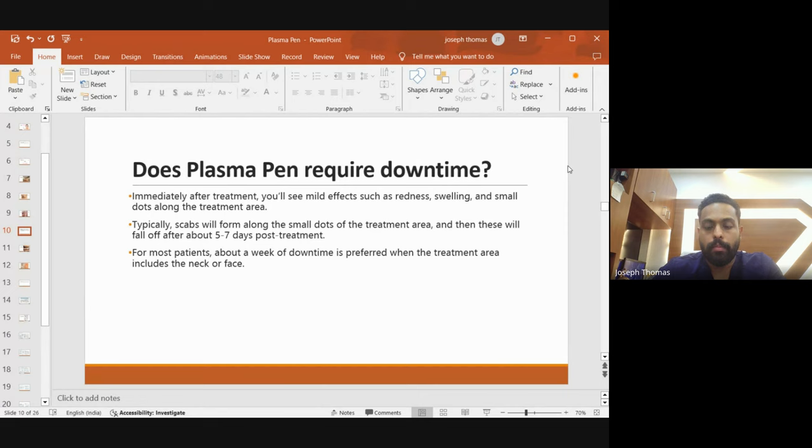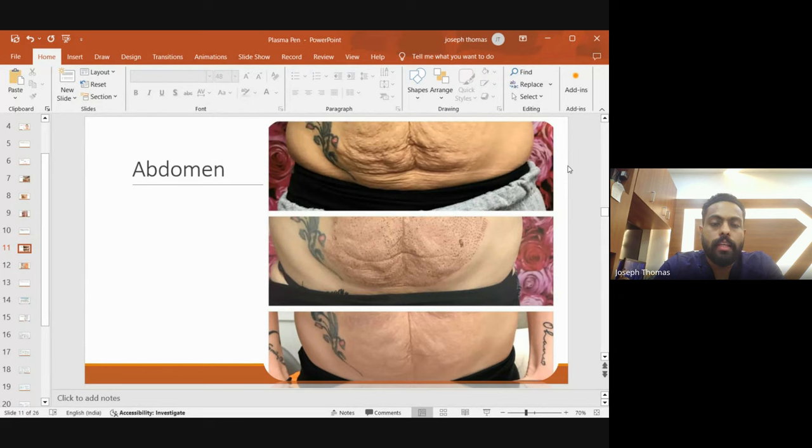So coming to the abdomen, this is another picture. This picture is after two sessions, 1.5 months apart. As you can see, there was a lot of sagginess before the procedure, and after two sessions of the procedure, you can see this kind of tightening happen. And I'll tell you, this is just an example. You shouldn't expect everybody to have this tightening. Don't expect that kind of result.